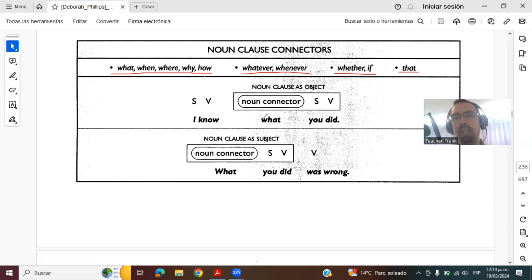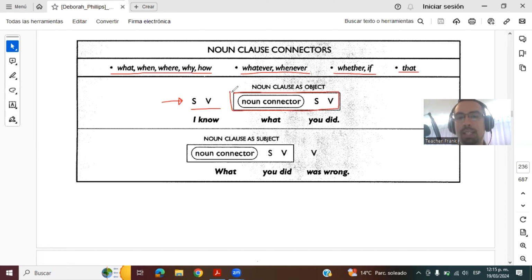So we have here the noun clause as an object. I know what you did, right? We have a subject and a verb here. We have a noun connector, what, and then another subject verb. And if we put together this phrase, what you did, we have a noun clause as an object.